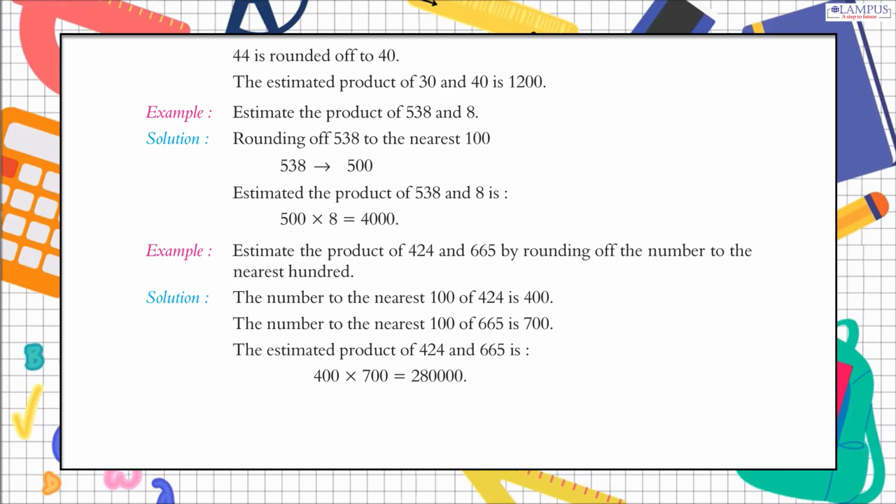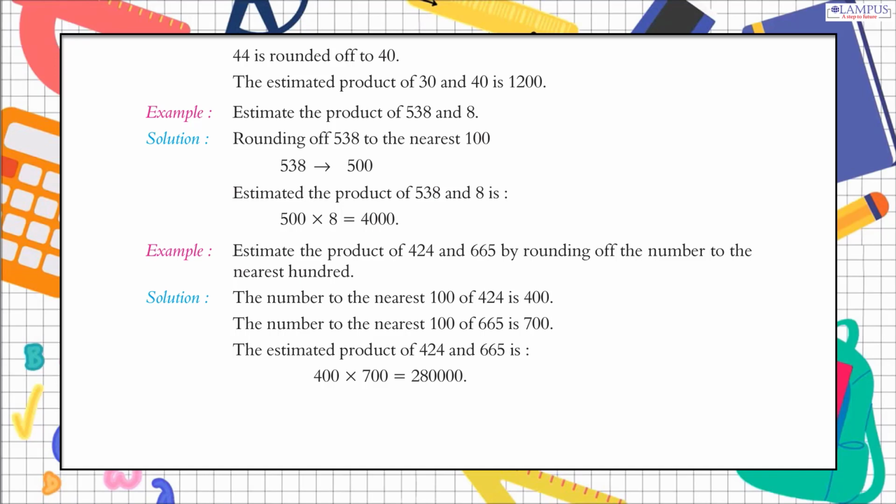Example: estimate the product of 538 and 8. Solution. Rounding off 538 to the nearest hundreds. 538 to the nearest hundred is 500. The estimated product of 538 and 8 is 500 times 8 equals 4000.